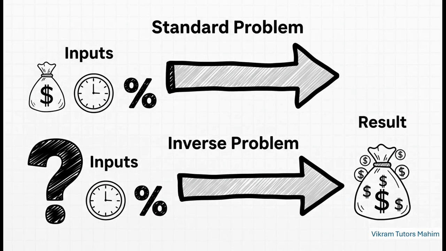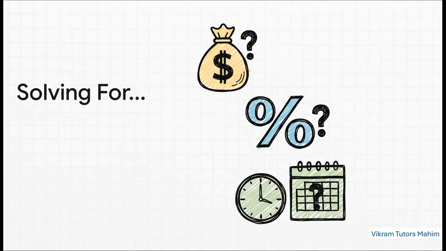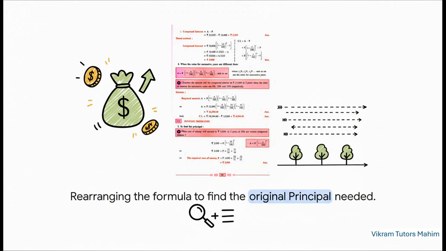But wait, this formula is more flexible than you think. You can actually work backwards with it. Yep, you can work backwards to find the initial amount, the interest rate, or even the time. So say you want to hit 3,630 rupees in 2 years. The math shows you need to start with 3,000.